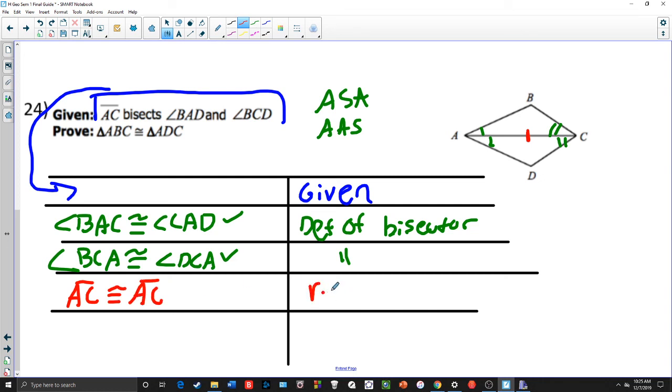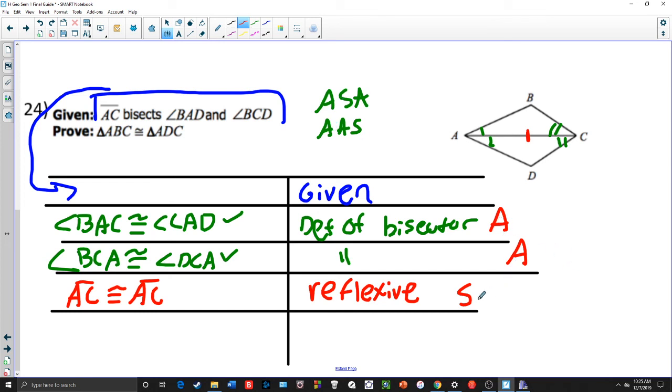Why? Because of reflexive. Again, think reflection. Reflexive. And again, the reason we mark this down is because it's a shared piece. Because now I have two angles. I have an angle here, I have an angle here, and I have a side. So I need to figure out which one of these is it. Is it angle, angle, side, or angle, side, angle?